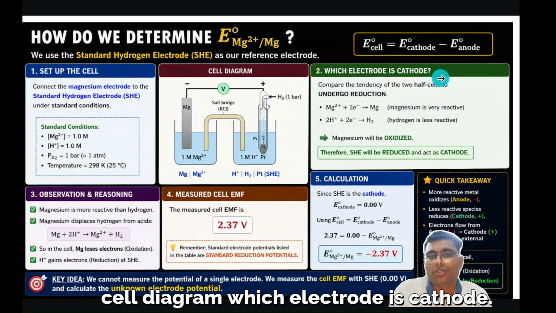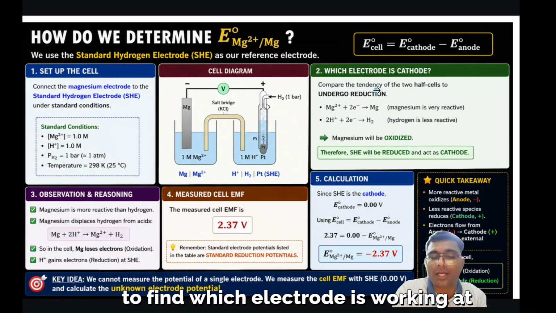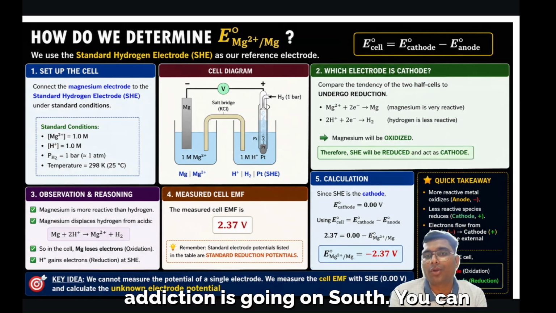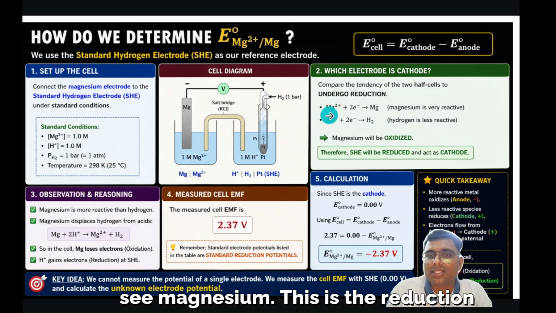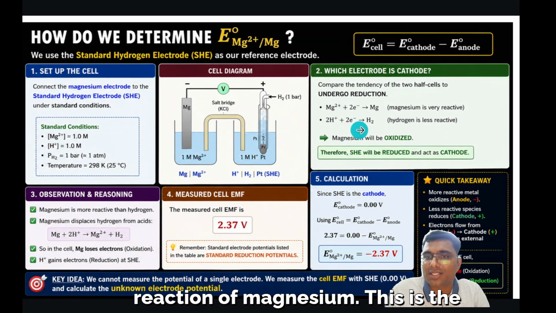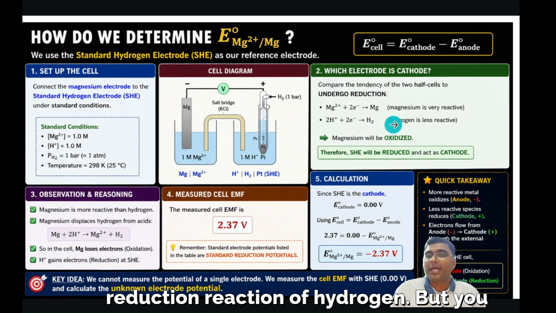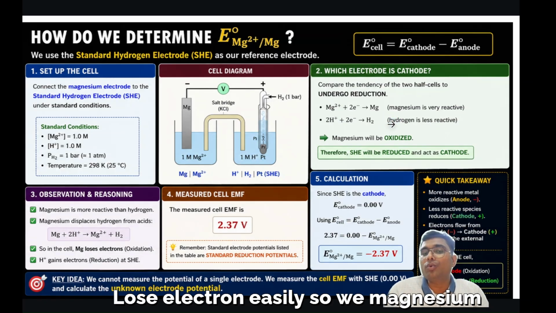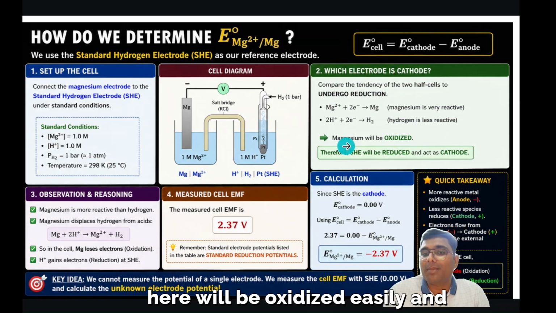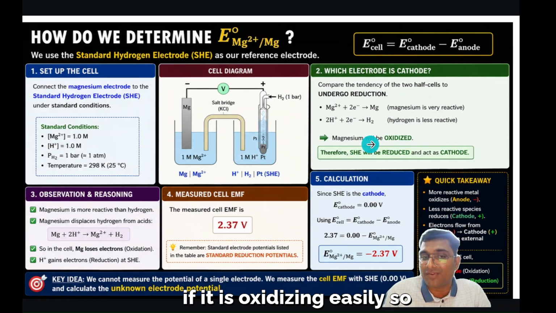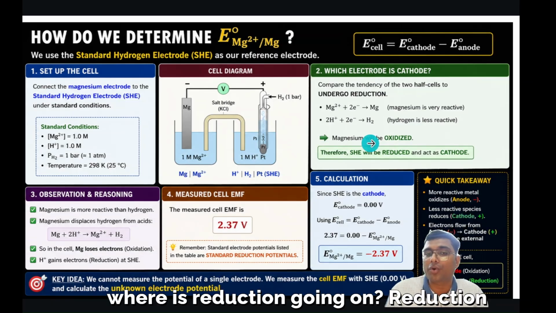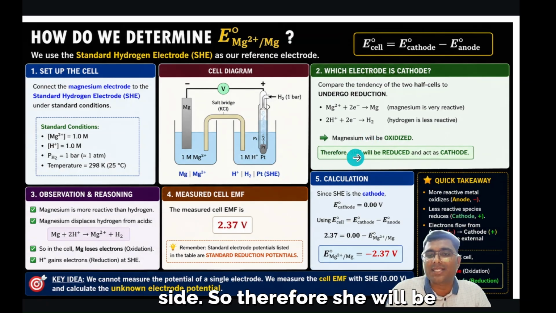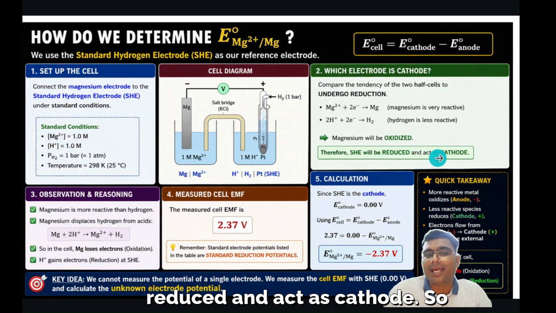Which electrode is the cathode? This is very important. We have to find which electrode is working as the cathode. Cathode means where reduction is going on. You can see the reduction reaction of magnesium and the reduction reaction of hydrogen. But you know that magnesium is highly reactive, which means it can lose electrons easily. So magnesium will be oxidized easily, and if it is oxidizing, where is reduction going on? Reduction is going on at the standard hydrogen electrode side. Therefore SHE will be reduced and act as the cathode.